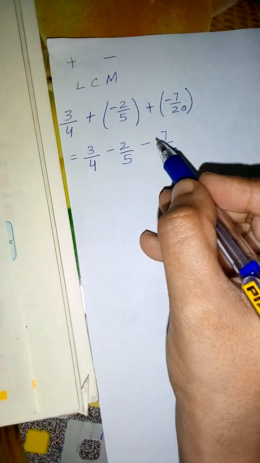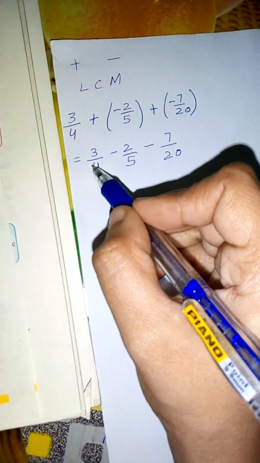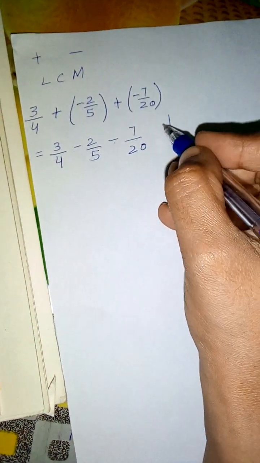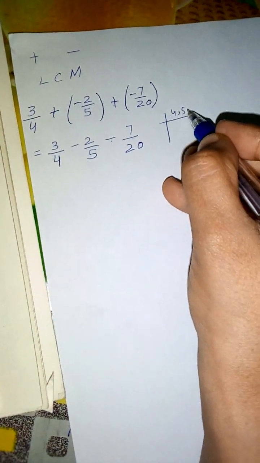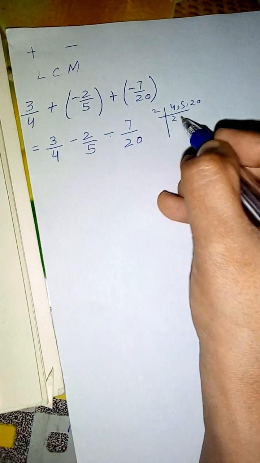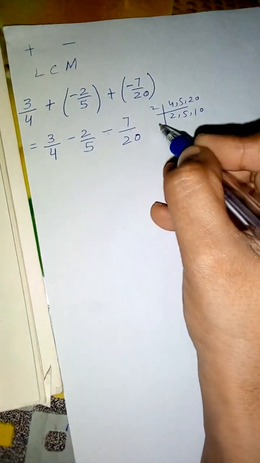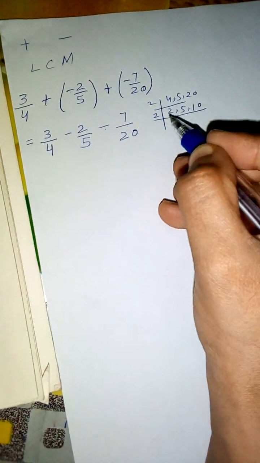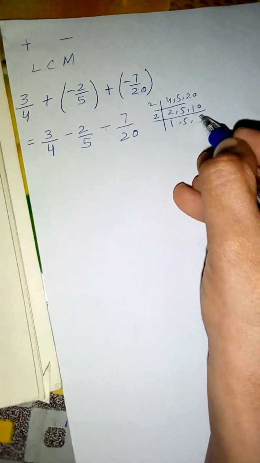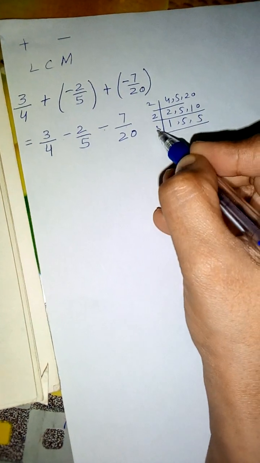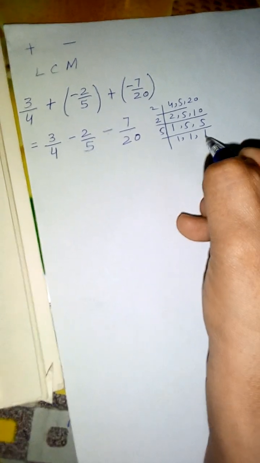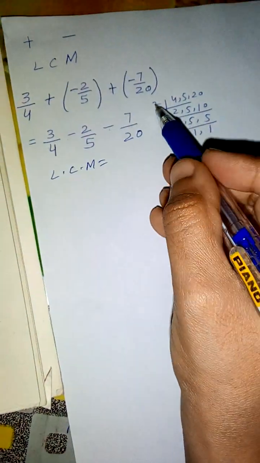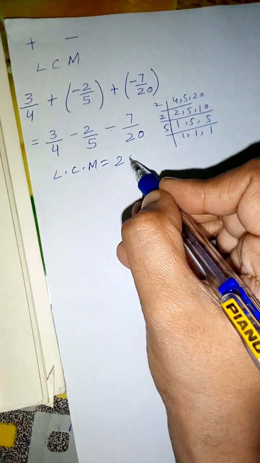Now we know very well the rule is, if we have fractional values with the plus and minus sign, we always take a common LCM. So we will take the common LCM in the rough work. 2 times 2, 4, 5 is not possible. 2, 10 times 20. Always start with the smallest number and then go with the next number. 2, 1 times 2, 5 is not possible, and 2, 5 times 10, and we have 5, 1 times 5. So the LCM will be 2 times 2, 4, 4 times 5, 20.